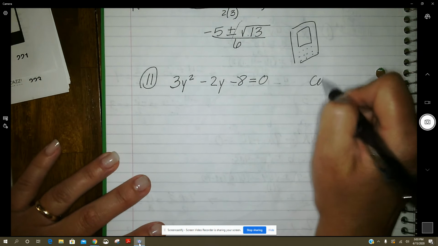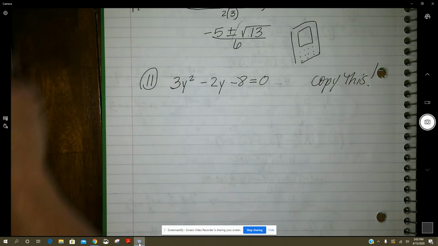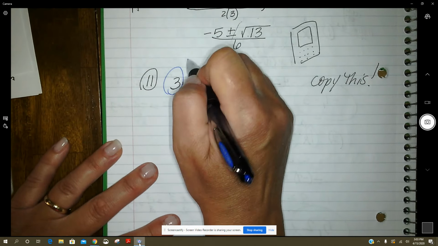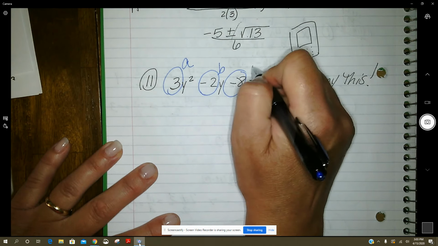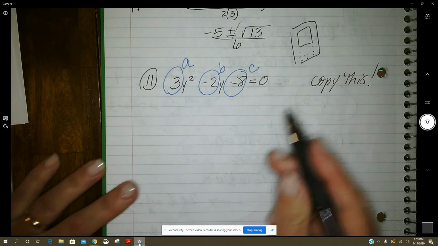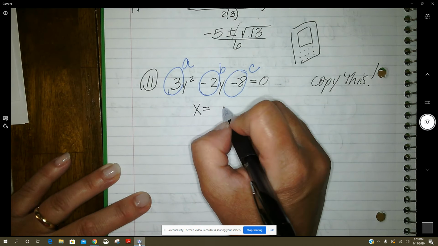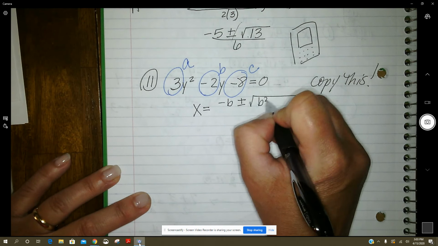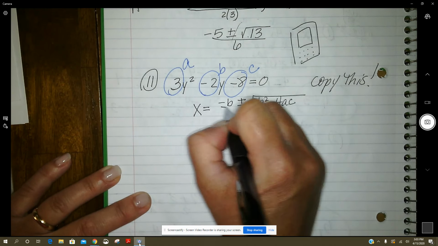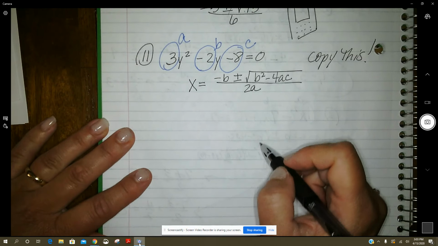Again, copy this in your notes, okay? Copy it in your notes. So here we go. A is 3, B is -2, C is -8. Do you have to write the formula? Yes, you do. Quadratic formula is -b plus or minus the square root b squared minus 4ac all over 2a. Please, Miss Hunsaker, don't sing. Doing it anyway. All right, here we go.